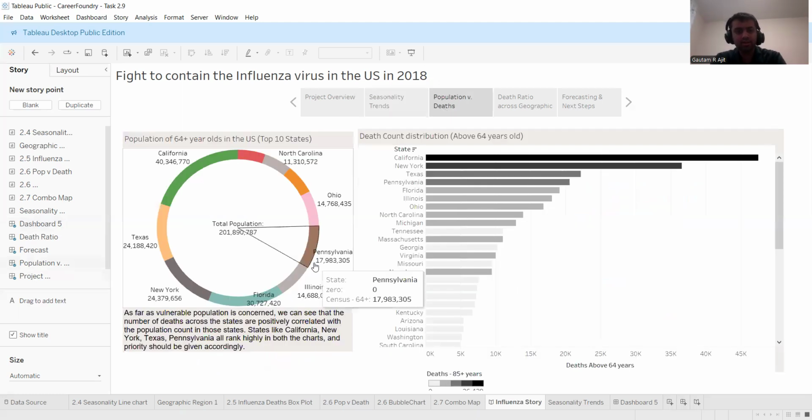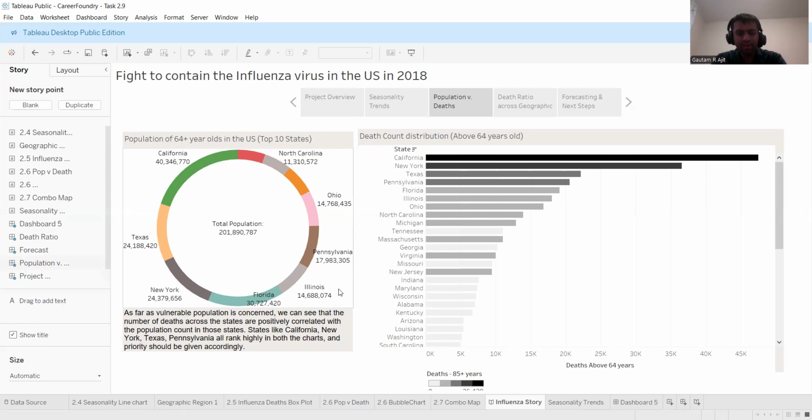Now let's take a look at the census of the vulnerable population and the death count. The donut chart on the left represents the population of the 64 plus year olds in the US states. You can see that states like California, Texas, New York, and Florida all have a high count of aging population. If you remember the tree map from the first slide, these were also the states that showed alarming death toll numbers. So the bar graph on the right should not be very surprising.